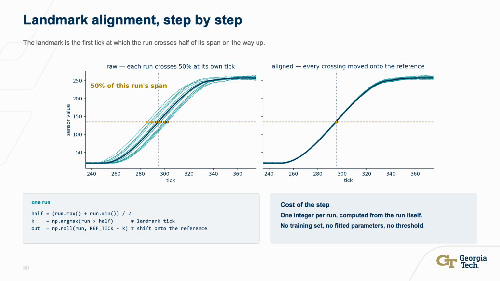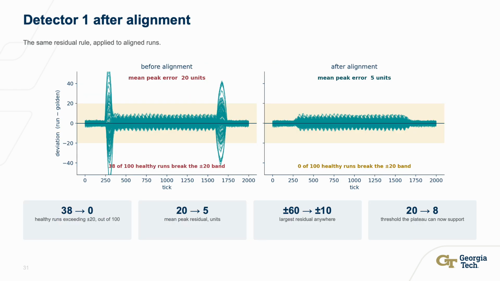That is the landmark. Shift the run so the landmark lands on a fixed reference index. The left panel shows the raw runs at the rising edge, each crossing the midpoint at its own tick. The right panel shows them after the shift, all crossing at the same place. What this costs is 1 integer per run, computed from the run itself. There is no training set, no fitted parameters, no threshold. Compare that against the alternatives from 2 slides ago, both of which required a human to decide what to loosen and where to mask.